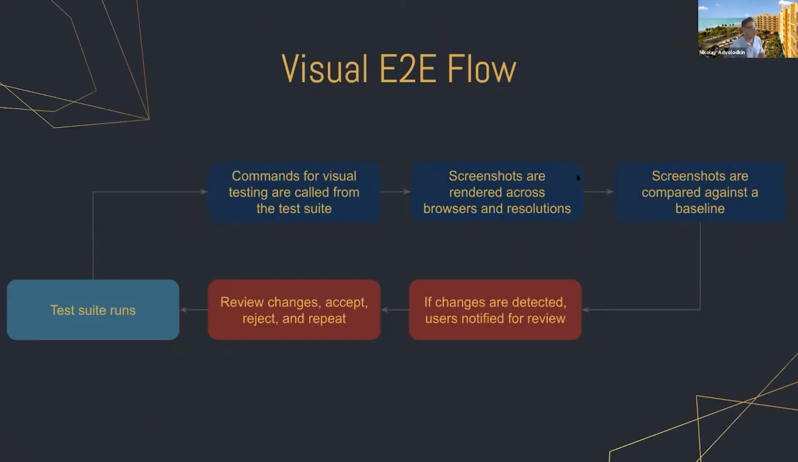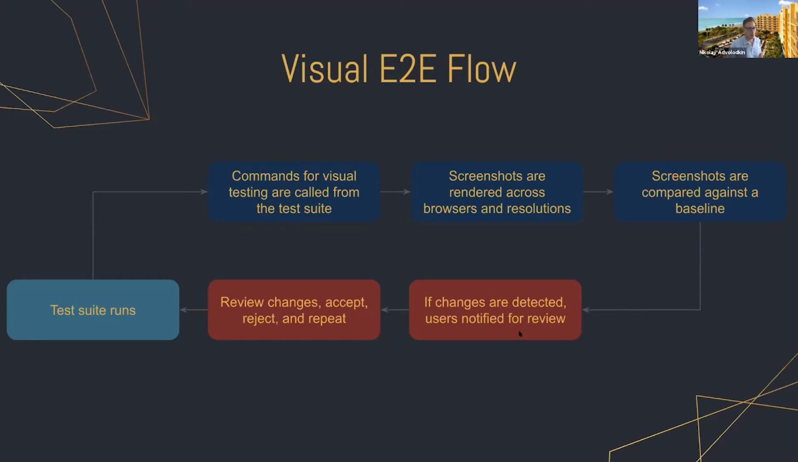Here's the workflow that is typical for visual end-to-end tests. So a test will run, the commands are called, the screenshots are rendered across different browsers and resolutions. So one other thing visual end-to-end testing is really good for is cross-browser, cross-platform testing, right? Let's pretend you have a responsive web app. Visual testing is really good for that because you can just open up multiple pages and then render them on all of your most important devices, browsers, operating systems, and make sure that everything looks as it's supposed to look. So then the screenshots are compared against the baseline.